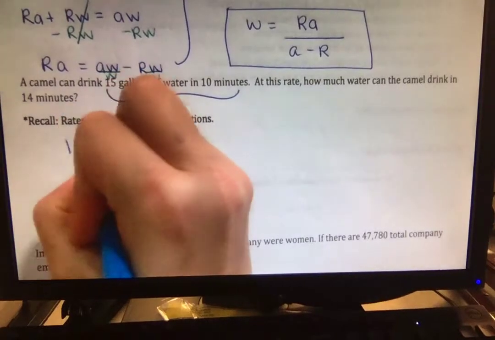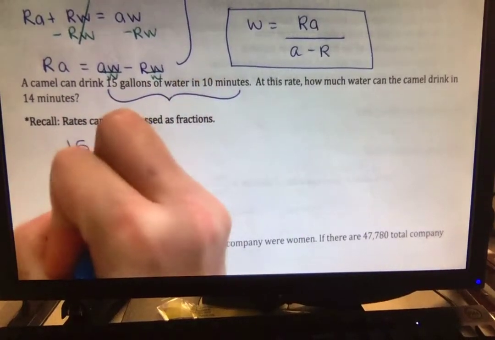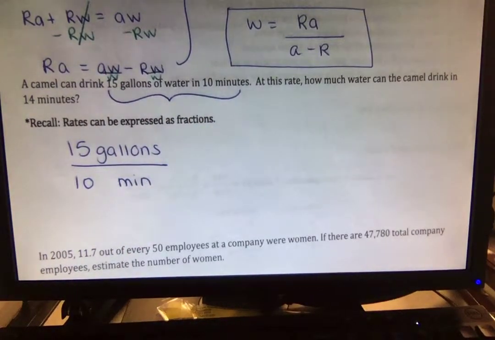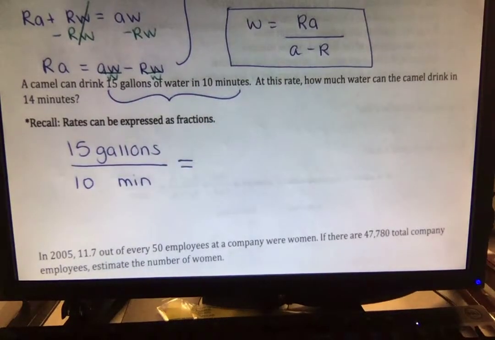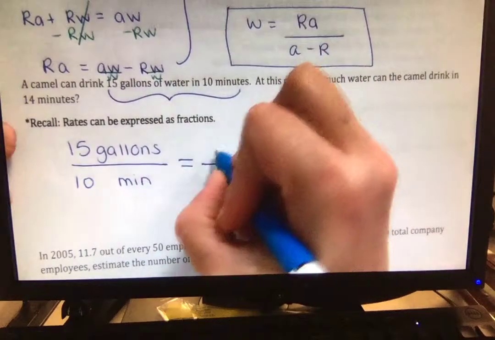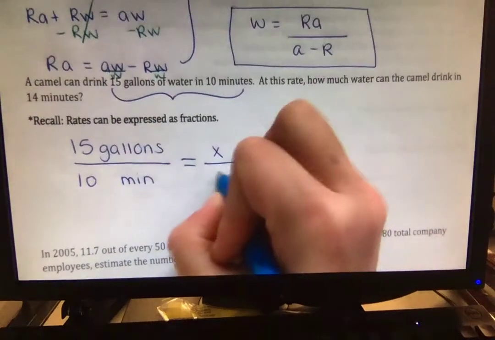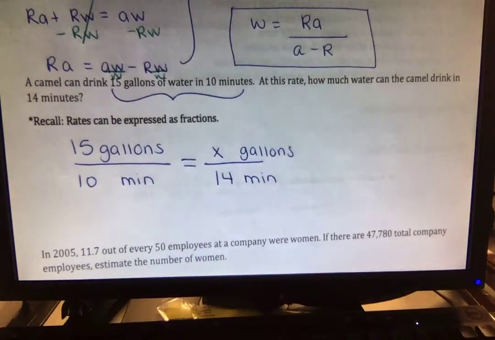We have 15 gallons of water in 10 minutes, so I can write that rate as a fraction. 15 gallons in 10 minutes. At this rate, so with the same rate, so it equals how much water? I don't know, so we're going to call that X. So X gallons in 14 minutes. Notice gallons is on top for both fractions. Minutes is on the bottom for both fractions.